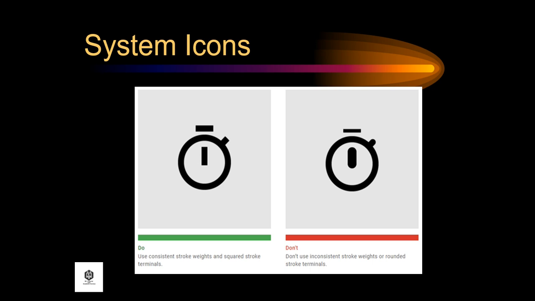For the do and don'ts, the do is use consistent stroke weights and square stroke terminals, while the don't is don't use inconsistent stroke weights or rounded stroke terminals.